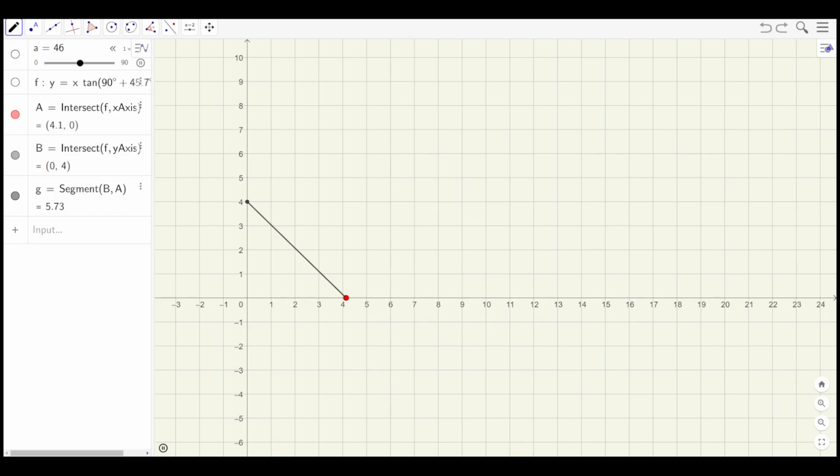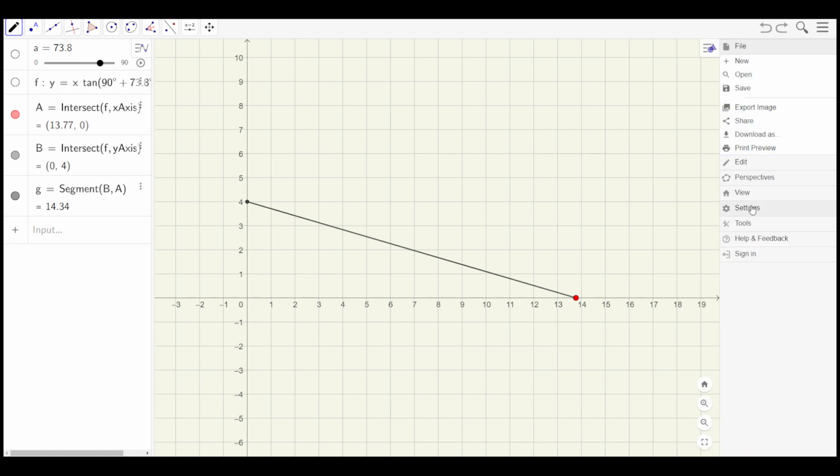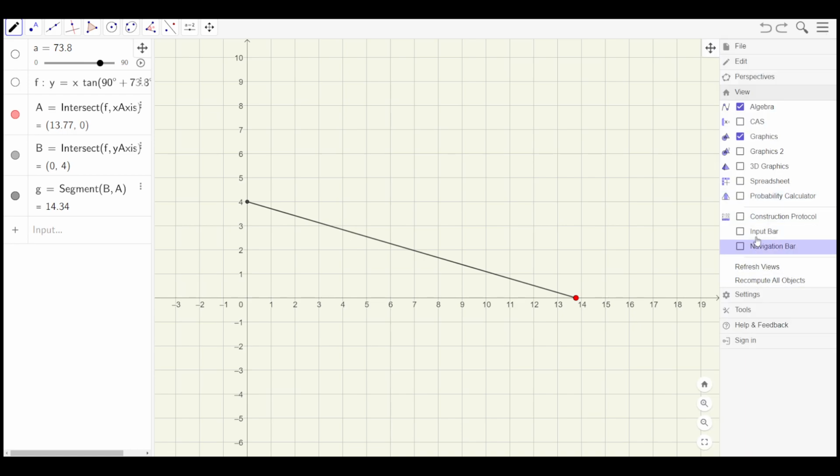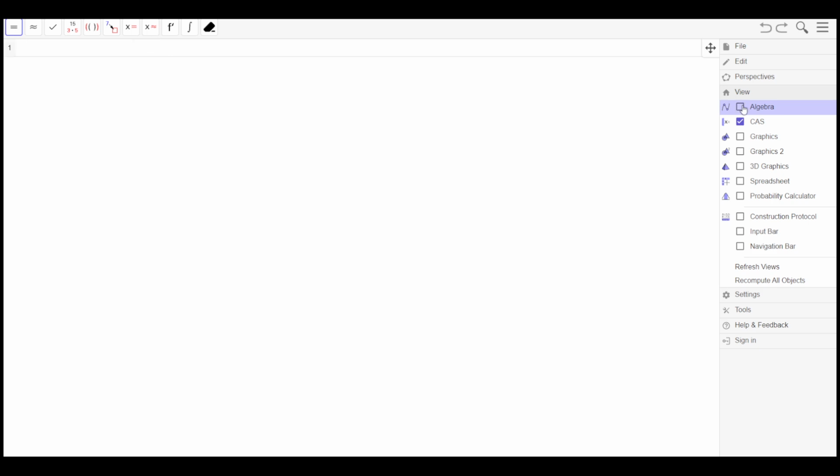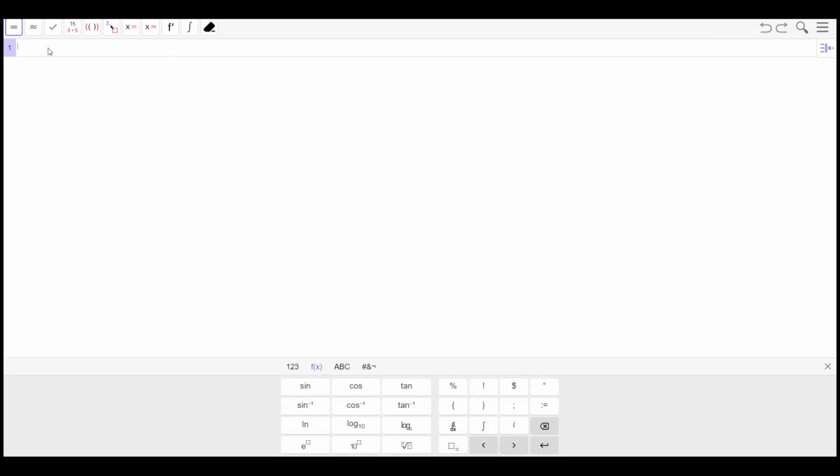So if I go to GeoGebra, this is still moving around, yes? But let me now go to CAS view here, and I don't need the graphics, I don't need algebra here. So I want to calculate that quantity. So it is 1 over cosine.